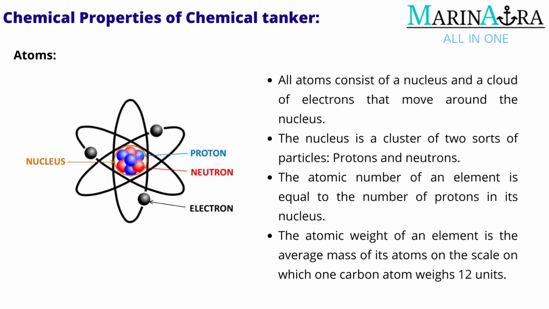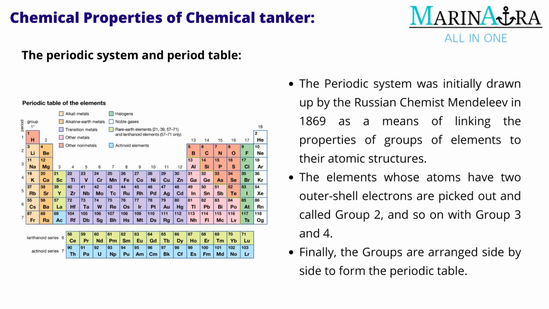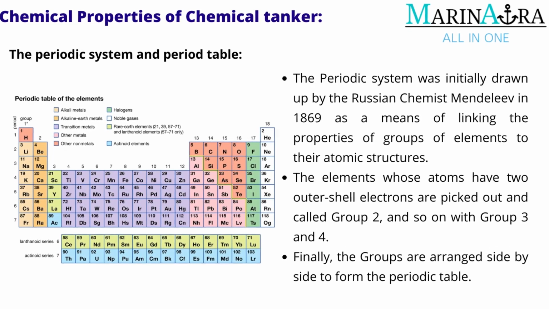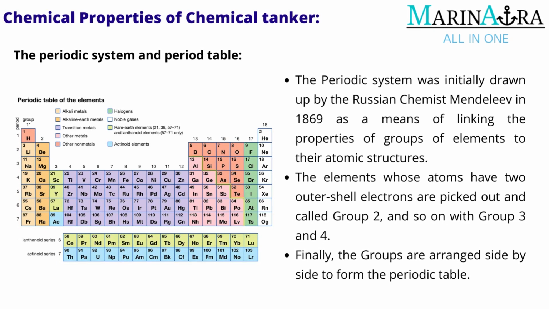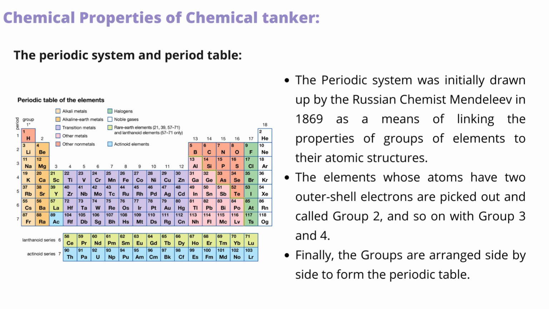The atomic weight of an element is the average mass of its atoms on the scale on which one carbon atom weighs 12 units. The periodic system and periodic table. The periodic system was initially drawn up by the Russian chemist Mendeleev in 1869 as a means of linking the properties of groups of elements to their atomic structures. The elements whose atoms have two outer shell electrons are picked out and called group 2, and so on with group 3 and 4. Finally, the groups are arranged side by side to form the periodic table.